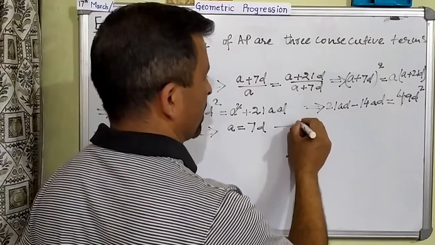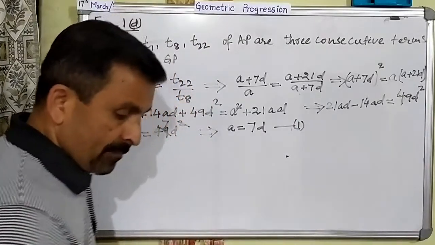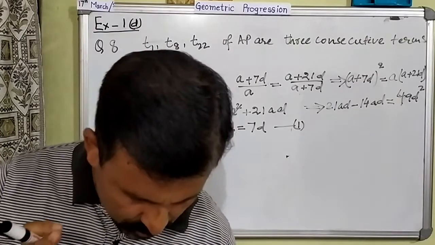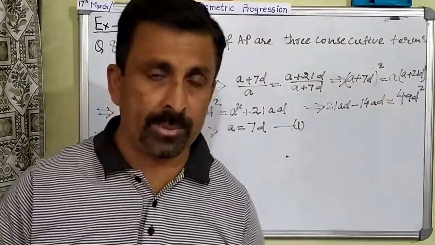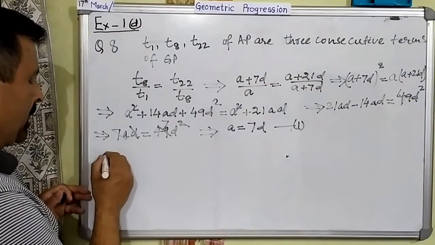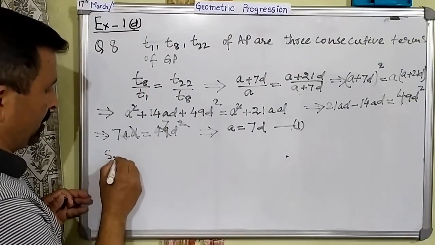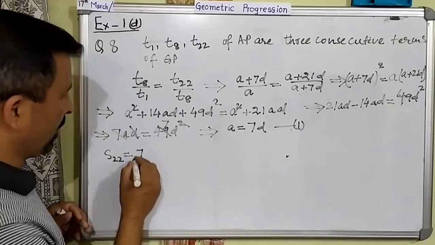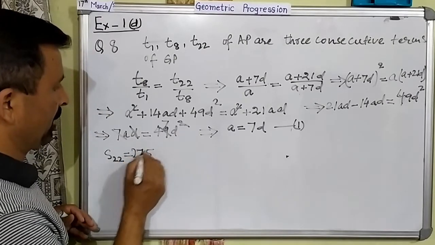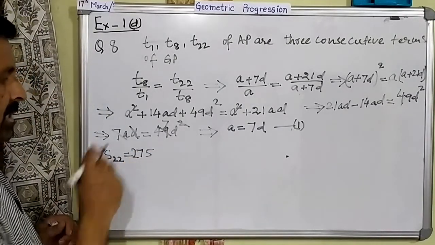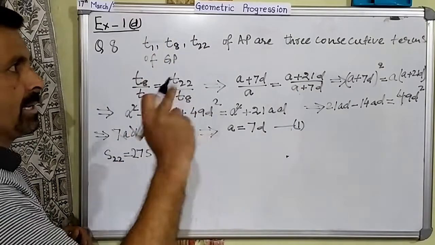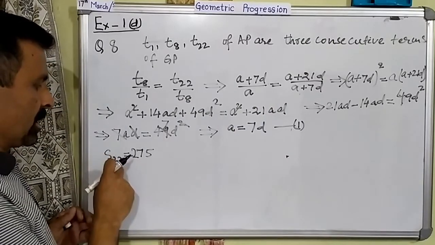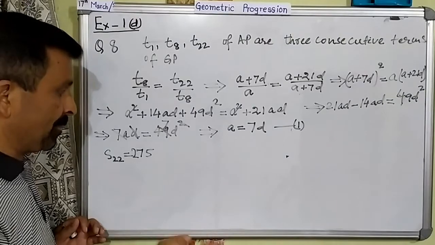Now let us name this as equation number 1. Another piece of information given in the question is that the sum of the first 22 terms of the AP is 275. Right? That is, the sum of 22 terms is given as equal to 275. This is another piece of information. The first information was that these three terms of the AP are in GP. So we have used this fact and we got this result. Another information is that the sum of the 22 terms of the AP, please be mindful, is 275.